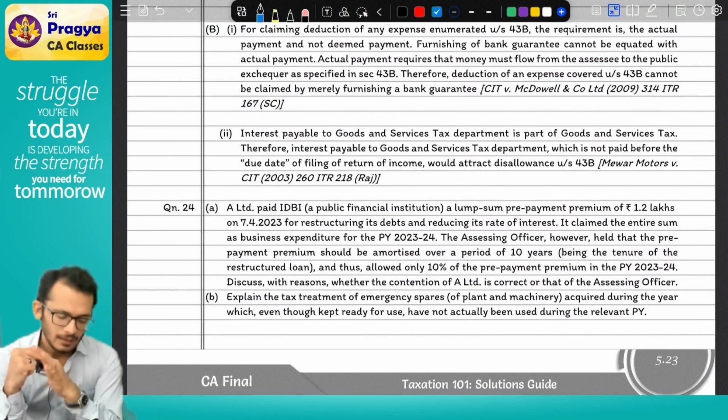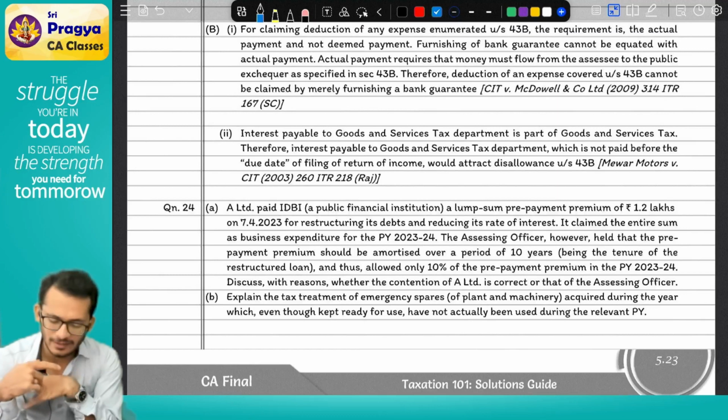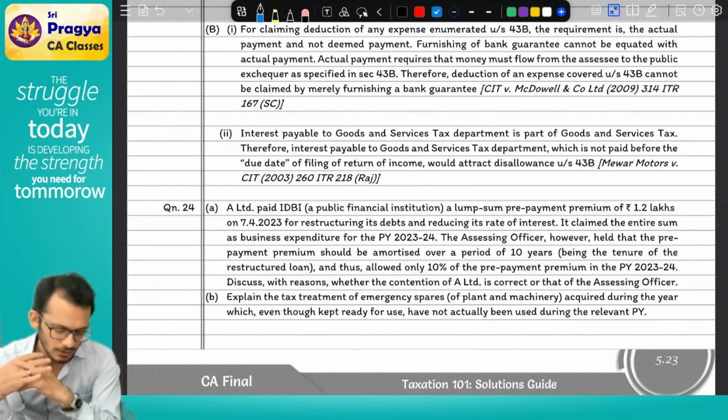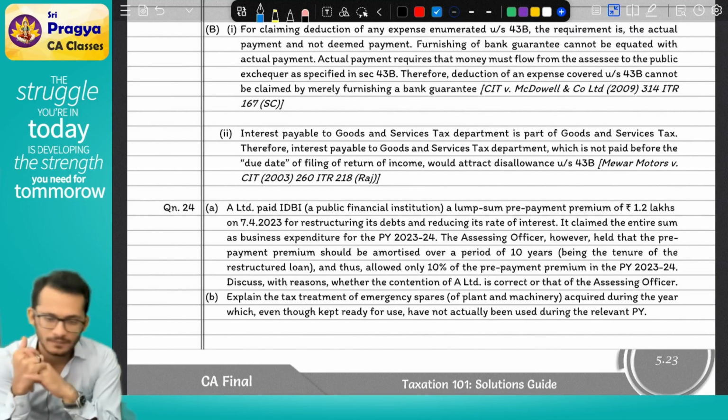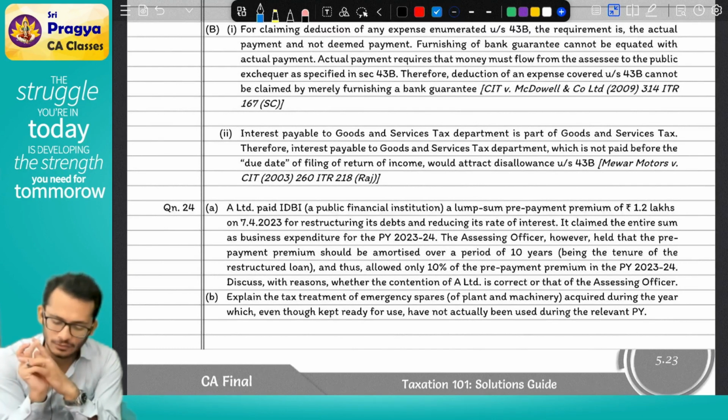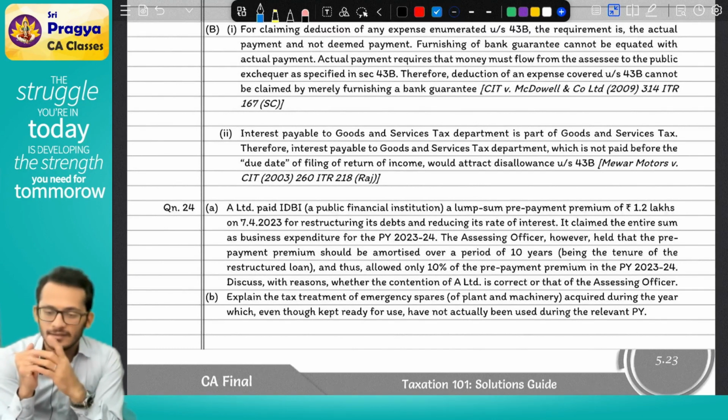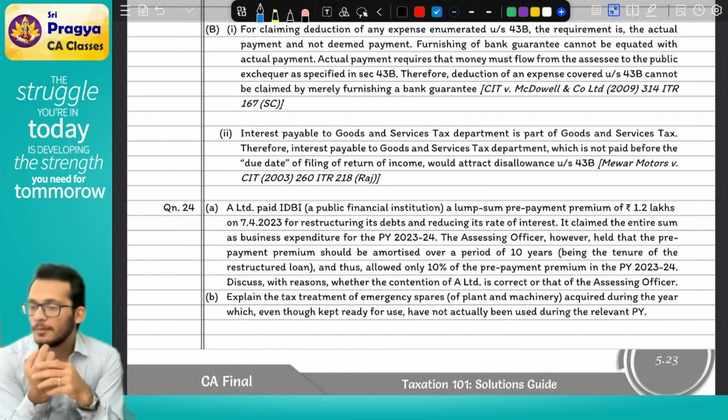Next. Examine the tax treatment of emergency spares which are acquired during the previous year, which even though kept ready for use, have not been actually used during the previous year. They are coming and saying, I have some machinery spares, I have not put the asset to use, but it is ready to use. Can I claim depreciation?